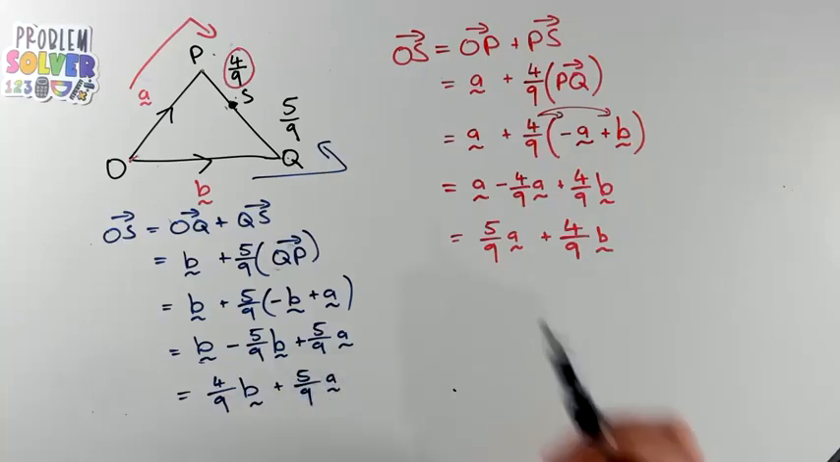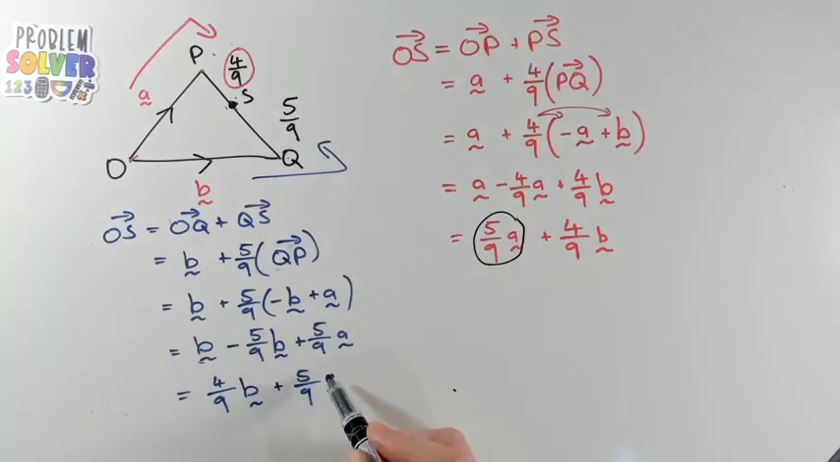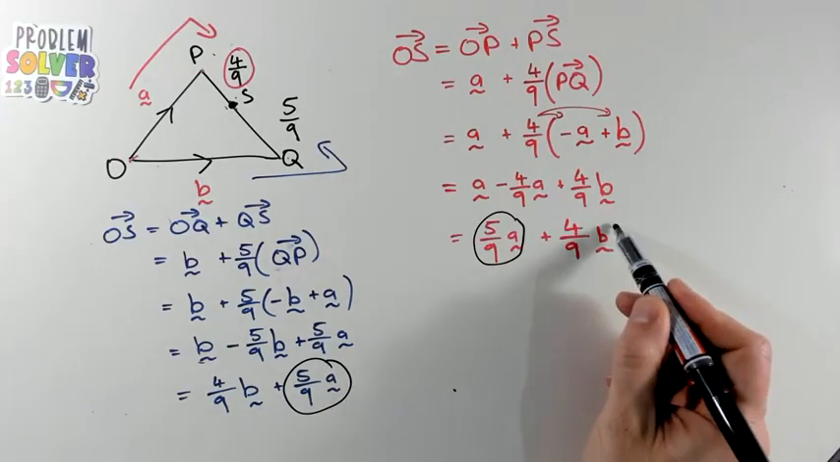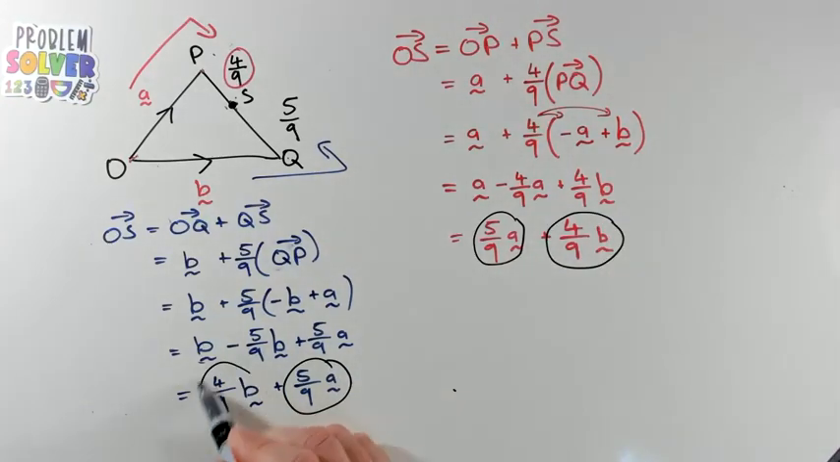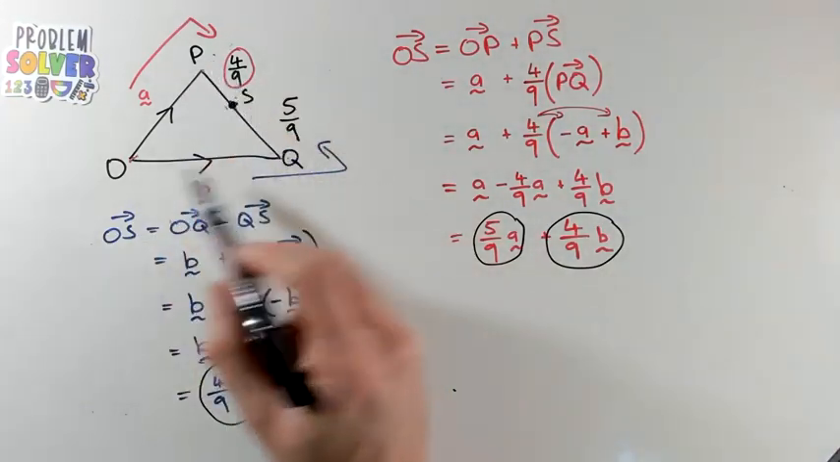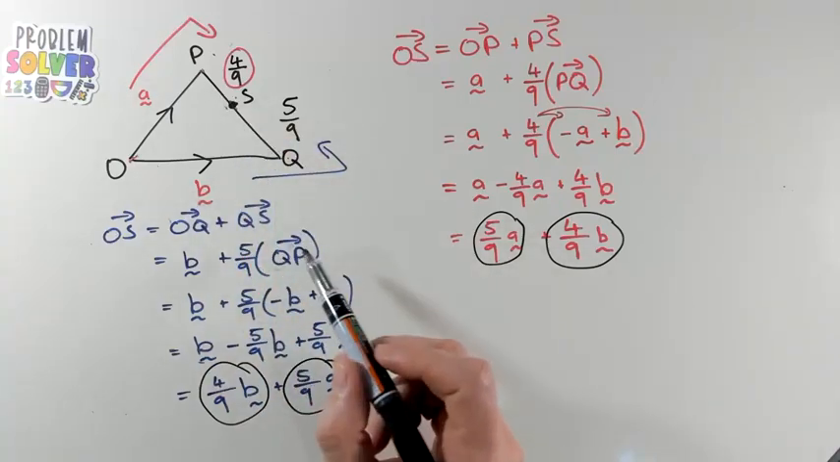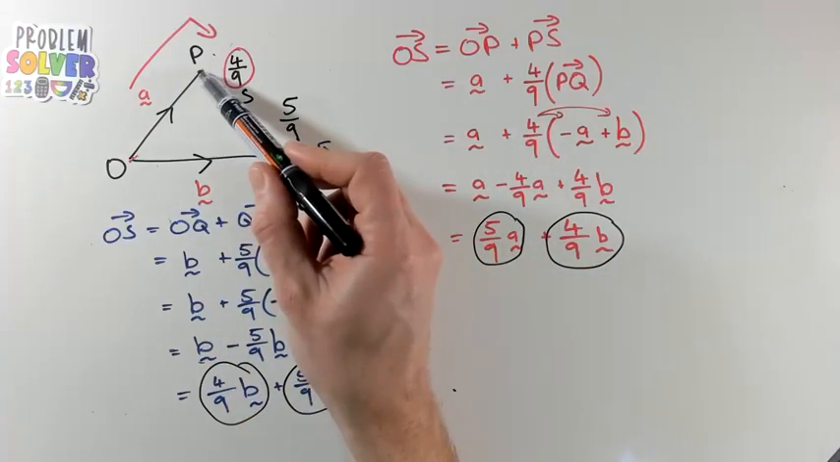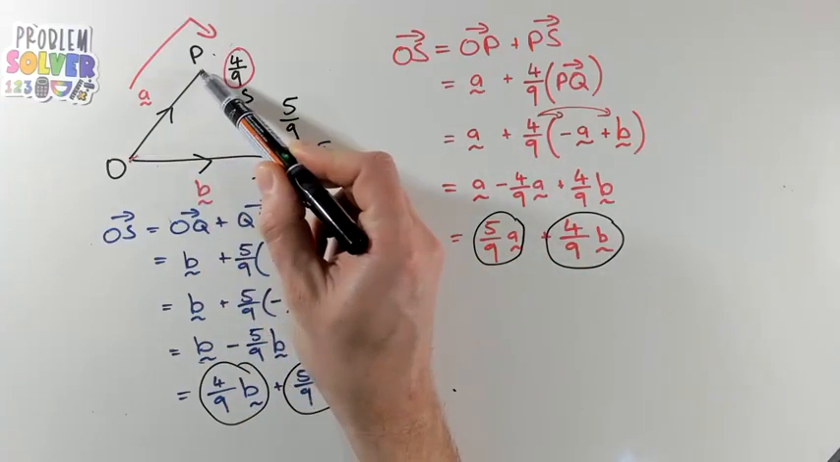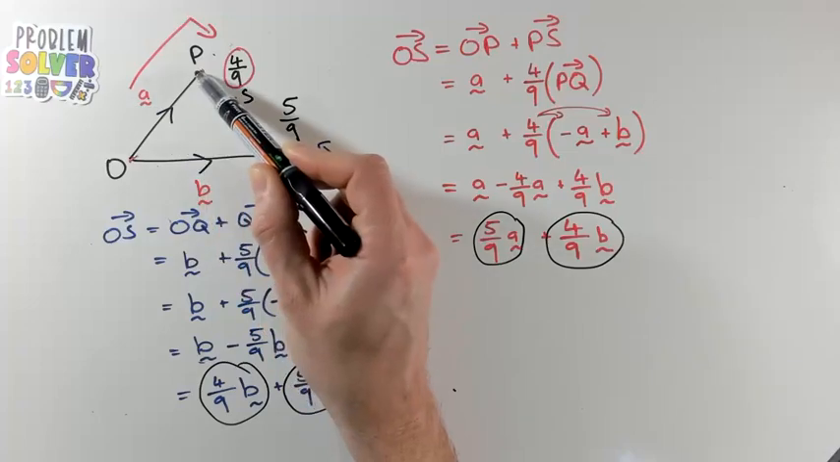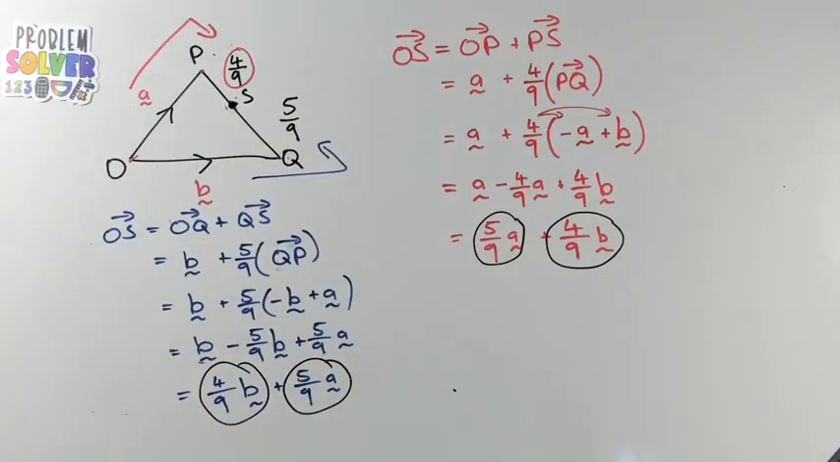And then I can see here, there's 5/9 of A, here's 5/9 of an A, and then 4/9 of B and 4/9 of B. So it didn't matter which route I took, as long as I made sure that if I'm going in the same direction as the vector, they're positive, or in the opposite direction, they're negative. Cool. Let's take a look at another example really quickly.